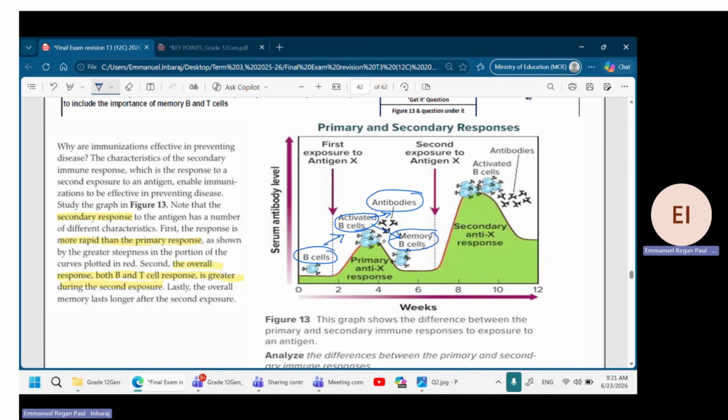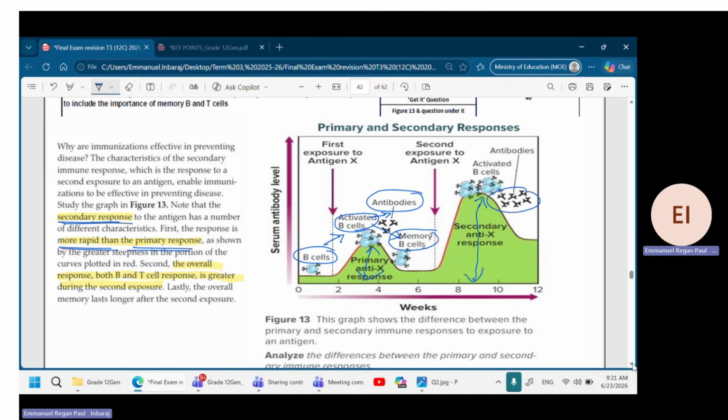I'll show you one question now on this. And in the same way, look at this. The activated B cells here will release antibodies. See the difference. The primary response is slower, but the secondary response will be faster. So this is one thing that you should remember. The secondary response is more rapid than the primary response. Secondary response is fast. Rapid means faster than the primary response.